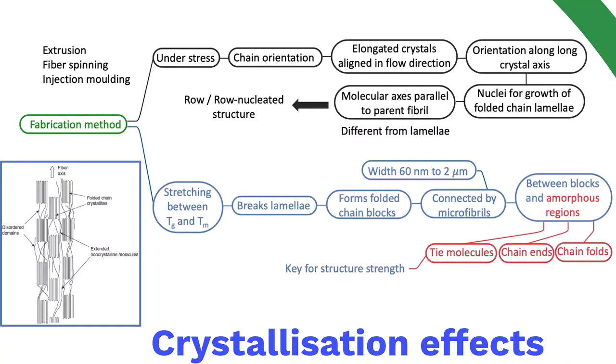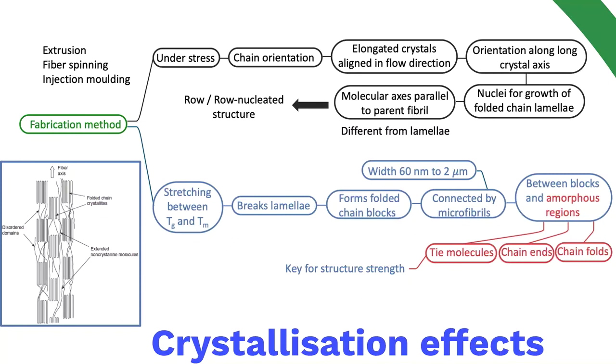The orientation along the long crystal axis would then provide nuclei for growth of a folded chain lamella. The molecular axis of this folded chain lamella is parallel to the fibril, resulting in a row structure or row-nucleated structure.